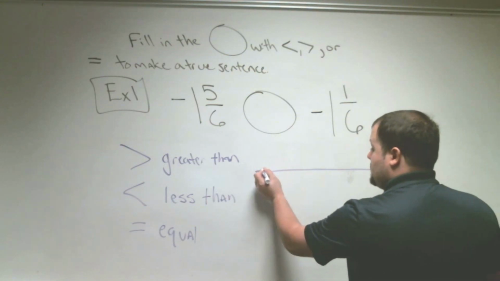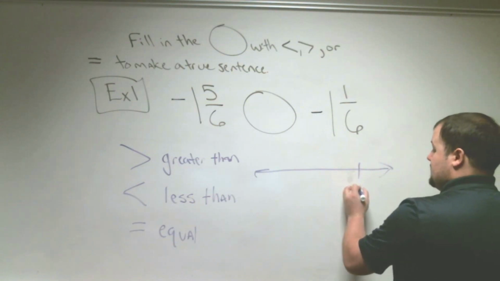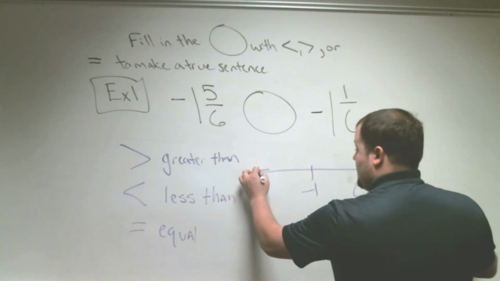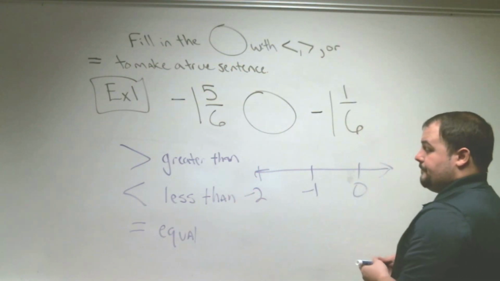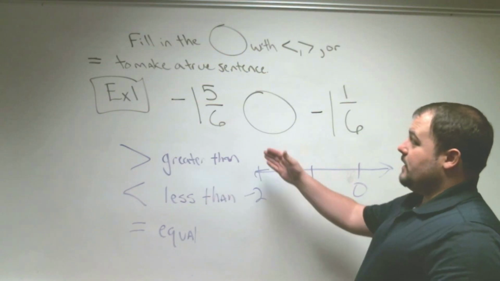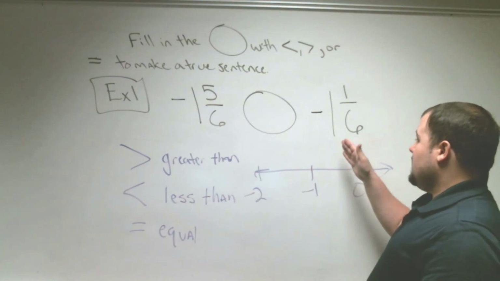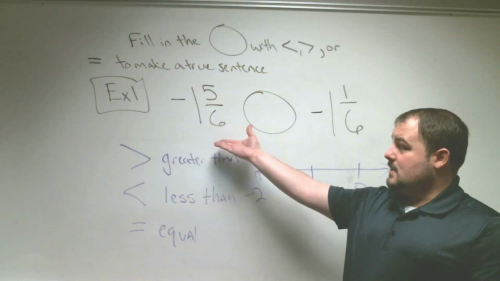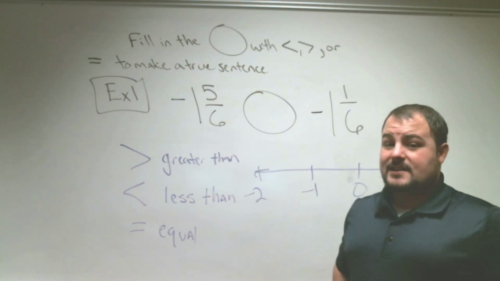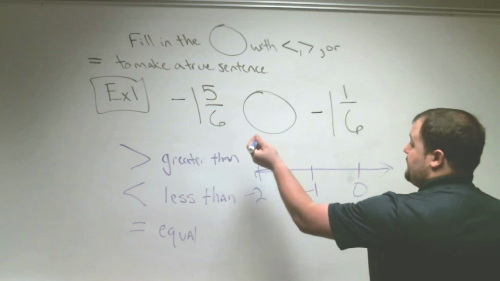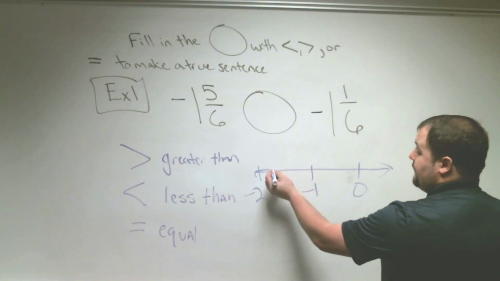So we need to think about a number line in this case. 0's here, -1 is here, and -2 is here. And we have to say which one of these is bigger. Well, we have a -1 and 5/6, and we have a -1 and 1/6. Now, a lot of people are going to say that this number is actually bigger. And in this case, that's actually a false statement. It's not actually bigger.